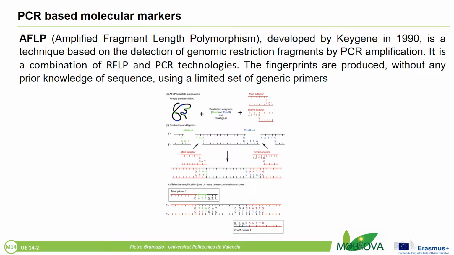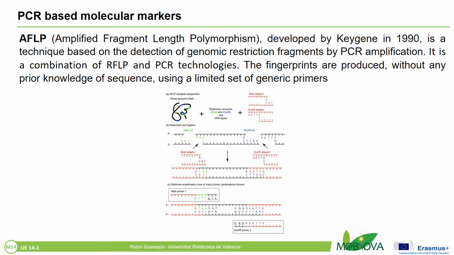AFLP, amplified fragment length polymorphism, developed by Keygene in 1990, is a technique based on the detection of genomic restriction fragments by PCR amplification. It's a combination of RFLP and PCR technology. The fingerprints are produced without any prior knowledge of sequence, using a limited set of generic primers. The AFLP procedure mainly involves three steps.